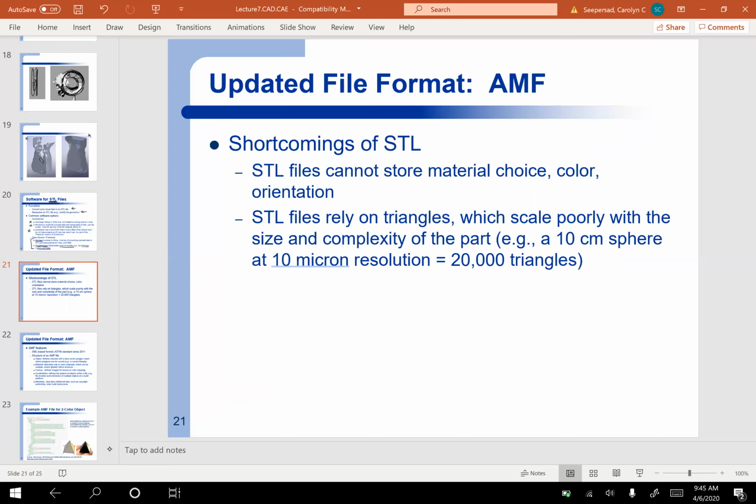The other shortcoming of an STL file is that it relies on triangles, which scale poorly with size and complexity of the part, right? So we saw that earlier. And just to give you a data point, a 10 centimeter sphere with 10 micron resolution, which isn't outrageous, right? That seems reasonable. 20,000 triangles, every one represented with 3 vertices and an outward normal, right? So there is a need for a file format that will maybe give us a little bit better control and higher fidelity representation of our part.